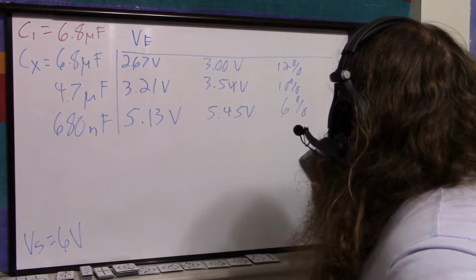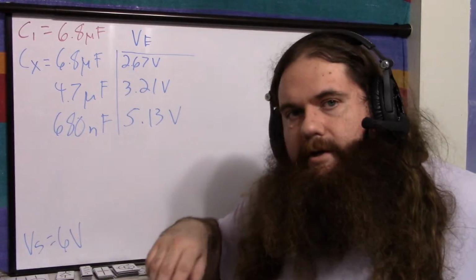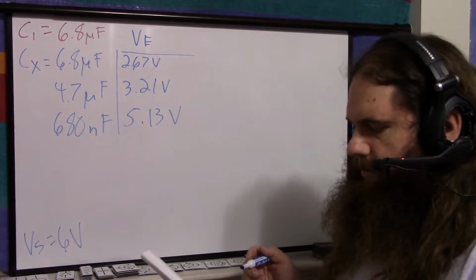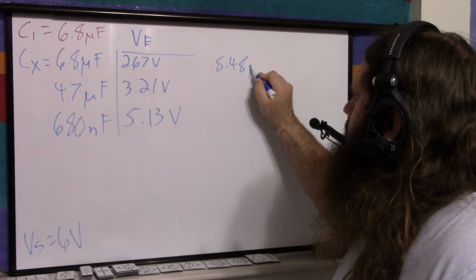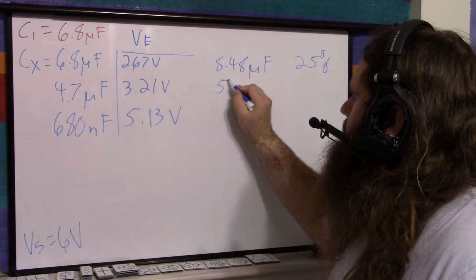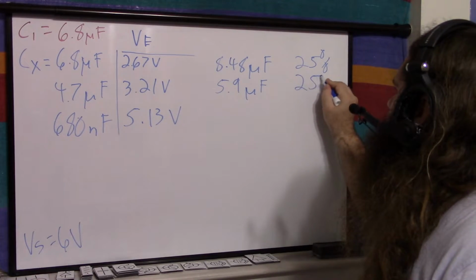And now let me use my other formula. Based on the voltage I measured, what is the capacitance, the unknown capacitance? Well, here's what they should be. What did I actually get? Over here, for this one, I would expect 8.48 microfarads, which is a 25% error. Here I would expect 5.9 microfarads, which is also a variance of about 25%.